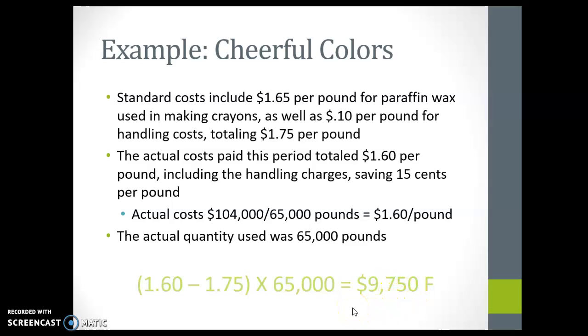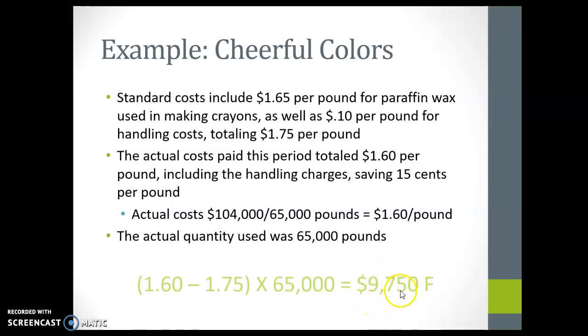That equals $9,750. Because the actual cost was less than what we thought it would be, that's going to be a favorable variance. That means that my operating income will be $9,750 more than it would have been if we had paid $1.75 a pound instead of $1.60. But always remember, you can look at the actual: if the actual is less than the standard, then you're going to have favorable.